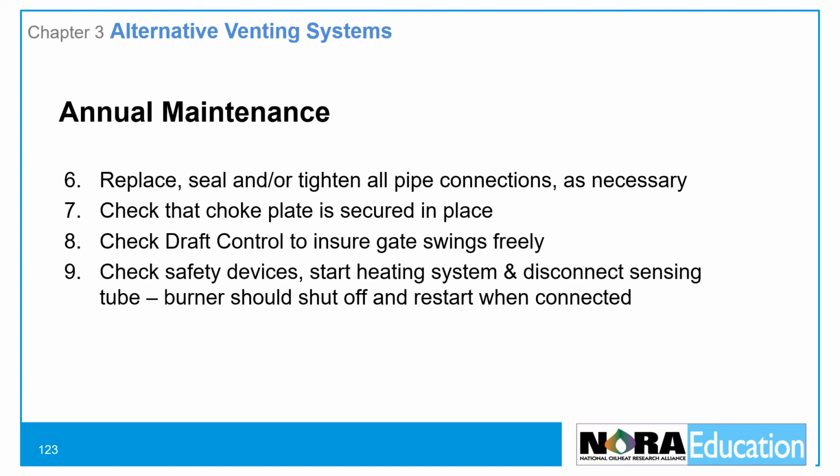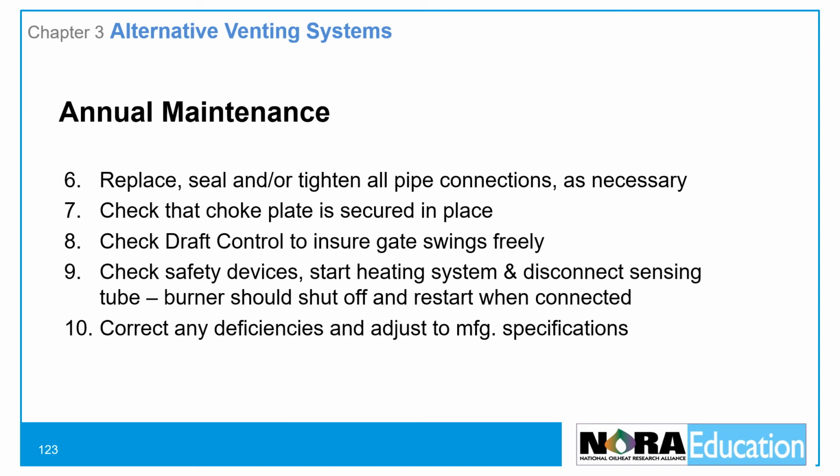Start the heating system, and then disconnect the pressure sensing tube from the pressure switch. This should stop the burner. Reconnecting the tube should restart the burner. Correct all deficiencies found and adjust the appliance to the manufacturer's specifications.